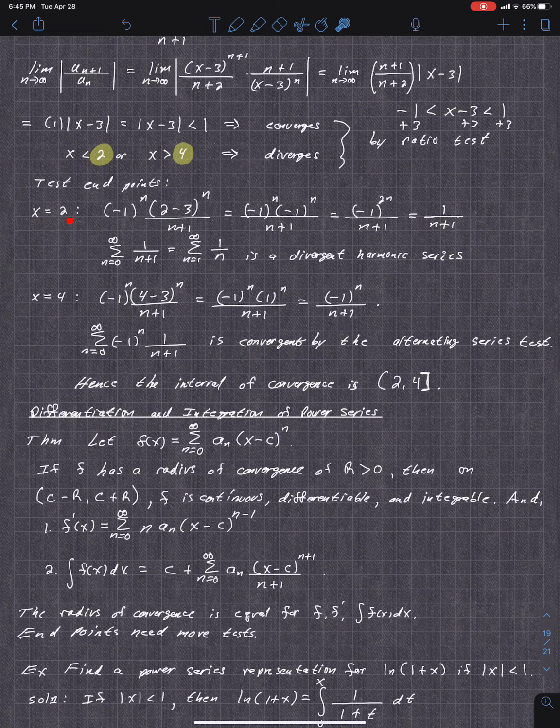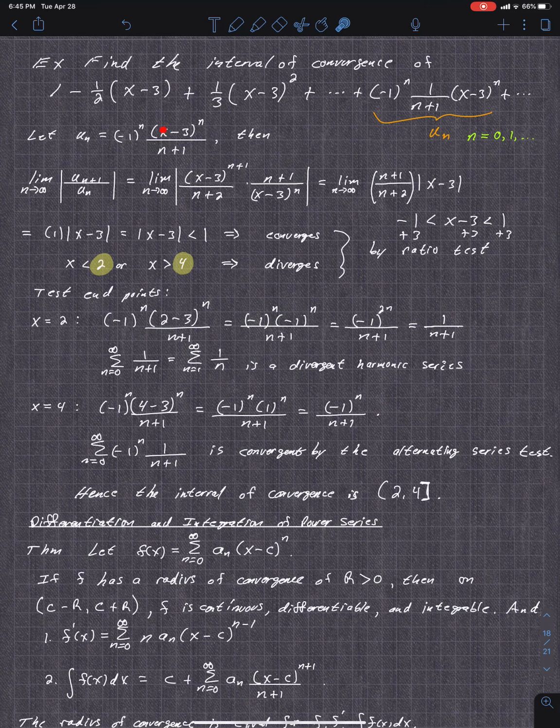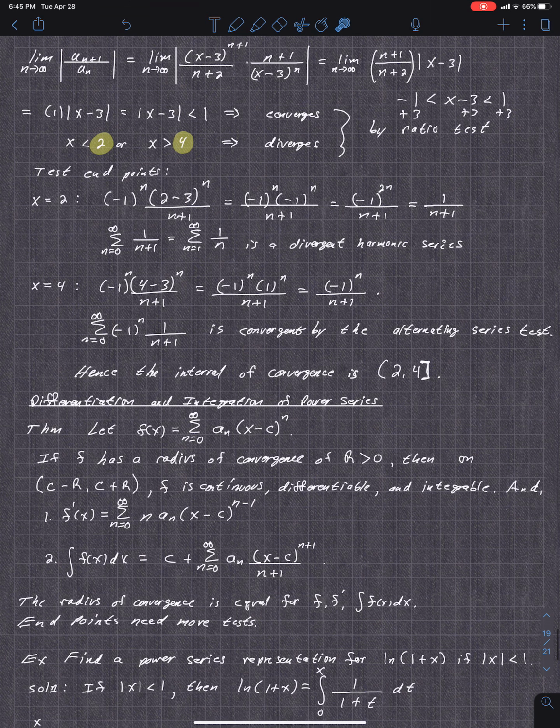So then we go on to test endpoints. And you're substituting into u. So you're putting it right here, and you get a 2 minus 3. So right, here's your 2. Then that alternates, but you add those up, that's just n plus n, which is 2n. Well, 2n is always positive, so that's just 1 over n plus 1. Well, that's basically a harmonic series. So if you start at 0, it's the same as starting at 1, and you get the harmonic series, which is divergent. So at 2, it diverges.